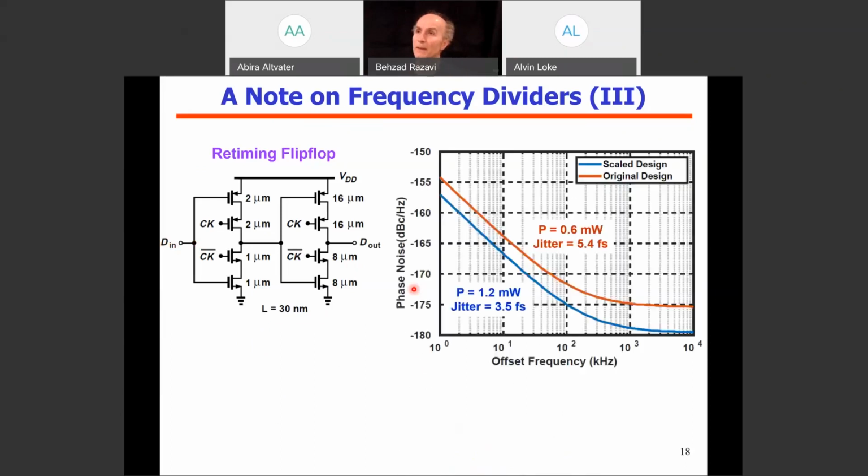So here are the results in this 28 nanometer technology. If we go with the device dimensions that I have shown here, that would be our original design, and it consumes 0.6 milliwatts, mostly in the clock path. And the jitter integrated from 1 kilohertz to 1 megahertz is about 5.4 femtoseconds. I integrate only up to 1 megahertz because remember that the loop bandwidths we are dealing with now are below 1 megahertz anyway. And if we so desire, we can scale all of these widths up by a factor of 2 for a power consumption of 1.2 milliwatts. And then if we integrate this, it's about 3.5 femtoseconds. So the point of this exercise is that if we use retimers in our feedback dividers, then the jitter power trade-off that they impose is far more relaxed than what we see for the VCOs.